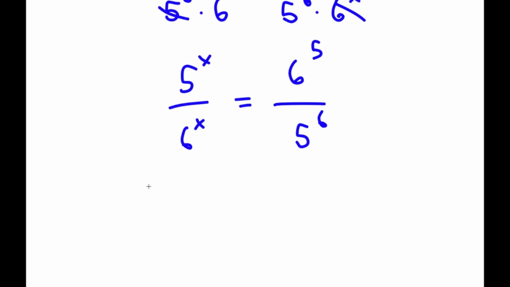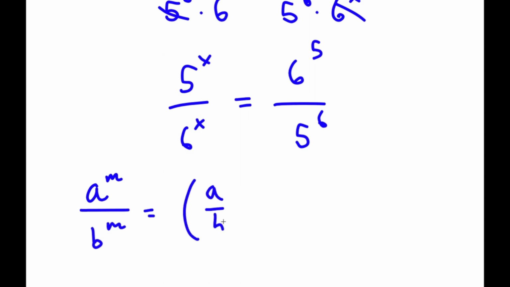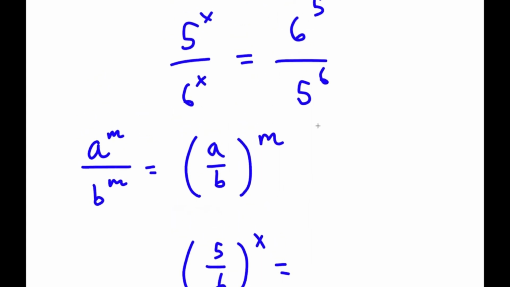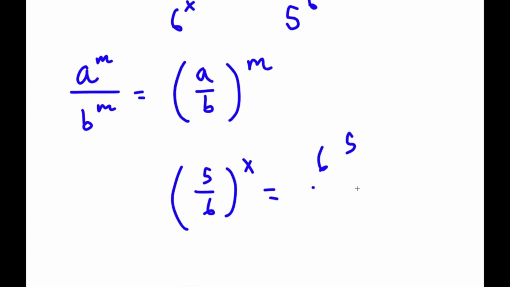And 5 to the power of x over 6 to the power of x, well, if I have something in the form a to the power of m over b to the power of m, this is equal to a over b to the power of m. So in this case, this can equal 5 over 6 to the power of x, which is equal to 6 to the power of 5 over 5 to the power of 6.